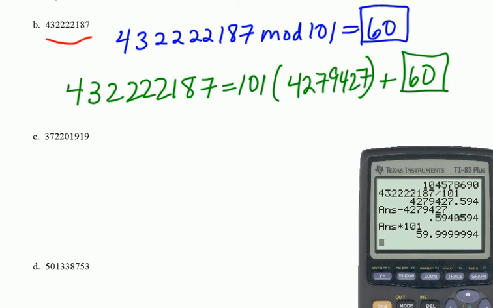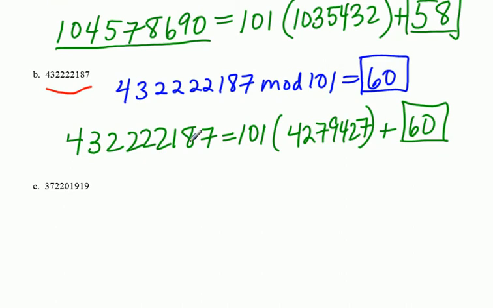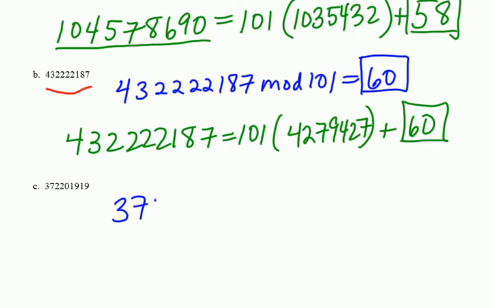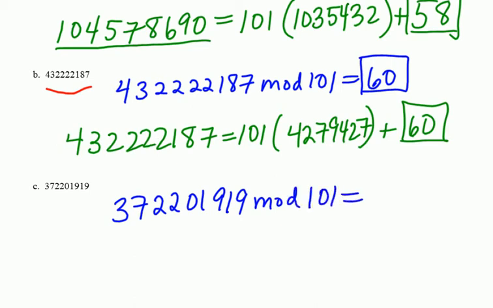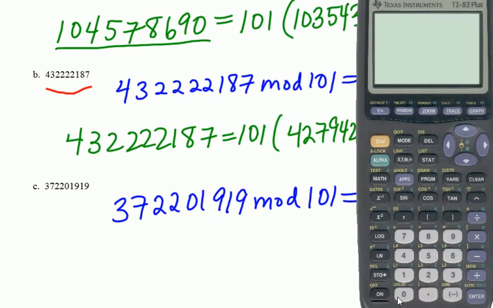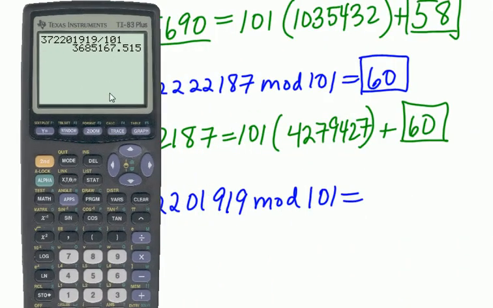And we don't even have to write these according to the division algorithm anymore because you guys got that. Okay, so 372201919 mod 101 is equal to some number. And what number is that? Well, let's clear this screen. 372201919 divided by 101 gives me this big ugly number, 3,685,167, and then a decimal component, right?